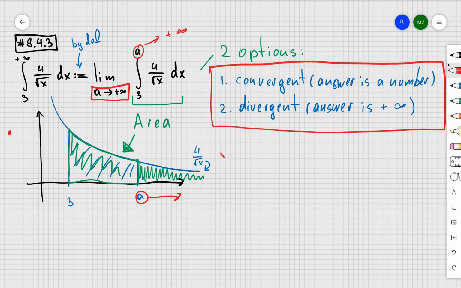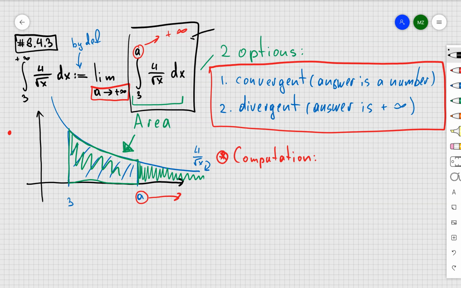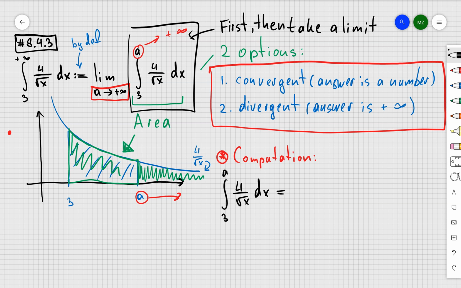So let's try to figure out what we're actually going to get for this problem. In other words, let's do a direct computation. Let's take this integral, and what do we need to do? We just need to first compute it, and then as a second step send my a to infinity to figure out if I have case 1 or case 2.